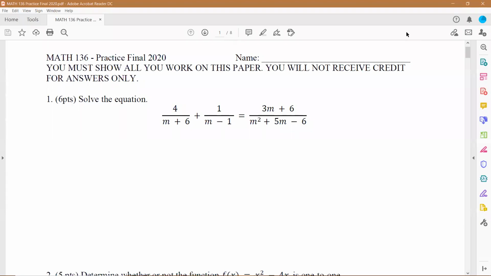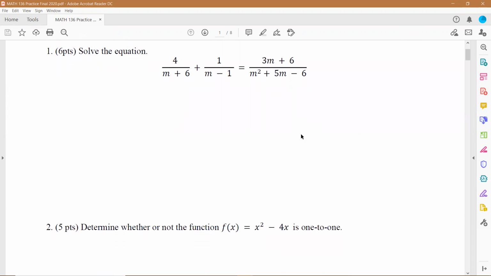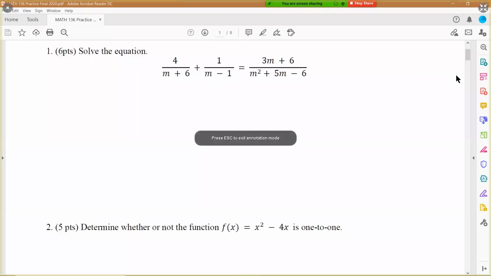All right, so for question number 1, we're asked to solve the equation. So we have our rational equation. Remember, to solve a rational equation, you want to figure out what the least common denominator is. In order to do that, we're going to need to make sure that every denominator is in factored form.